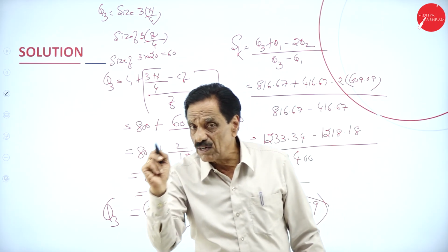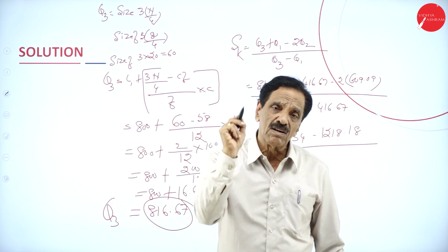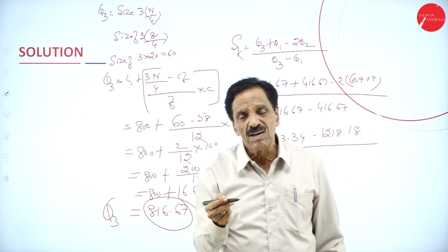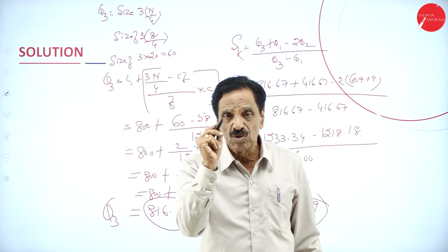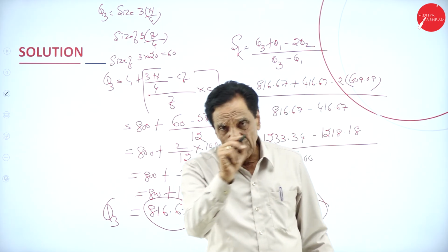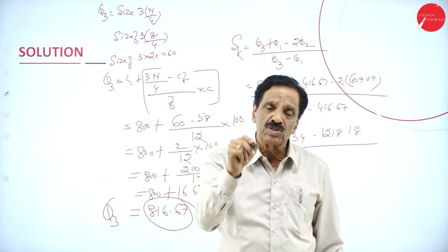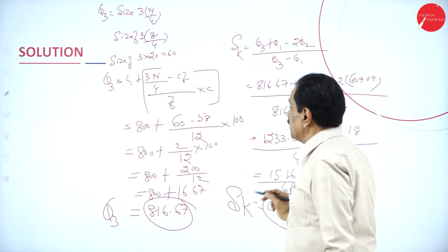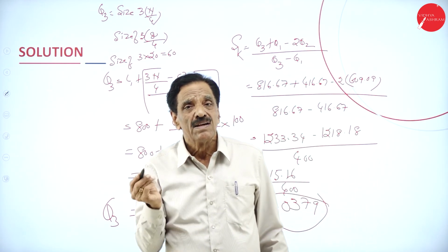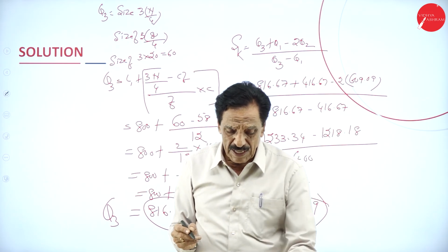Q3 is called the third quartile, Q1 is called the first quartile, Q2 is called the second quartile. Apply the formula: Qness is equal to Q3 plus Q1 minus 2Q2 divided by Q3 minus Q1. Your answer should be less than 1. Your answer has become less than 1. Understand?